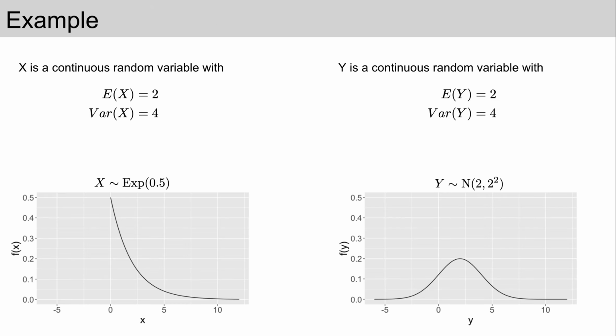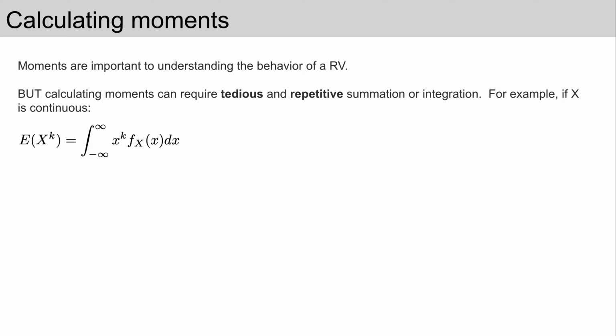Let's apply these ideas to our example. Recall that our exponential and normal random variables share the same first and second moments, or the same mean and variance. However, they start to diverge in their third moment and beyond. In particular, whereas the normal symmetric random variable y has 0 skew, the exponential random variable x has a positive skew of 2. And since these third moments differ, x and y must have different models. Our example illustrates that moments are important to understanding the behavior of a random variable.